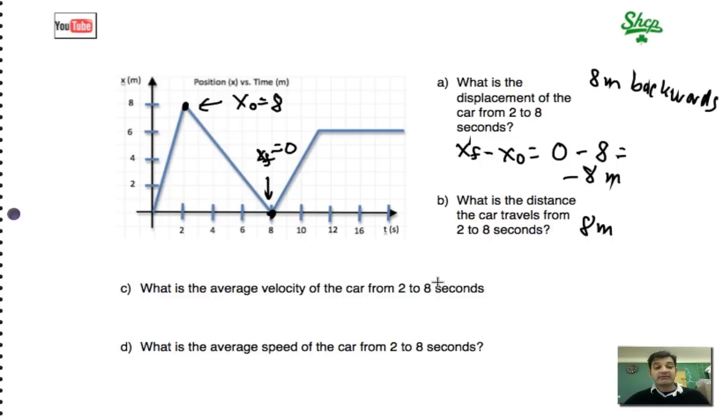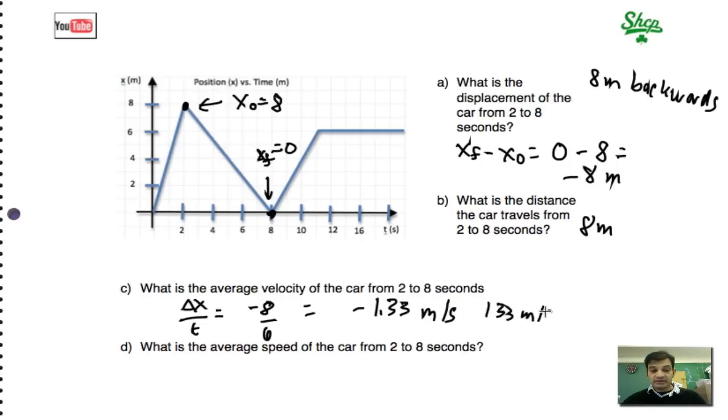So if you ask me what is the average velocity from 2 to 8 seconds, I would take my displacement divided by my time, and that's going to be negative 8 meters divided by 6 seconds. So that's negative 1.33 meters per second. So my velocity is backwards. So I'd say 1.33 meters per second backwards. Either one of these is fine on the exam. I would accept both.